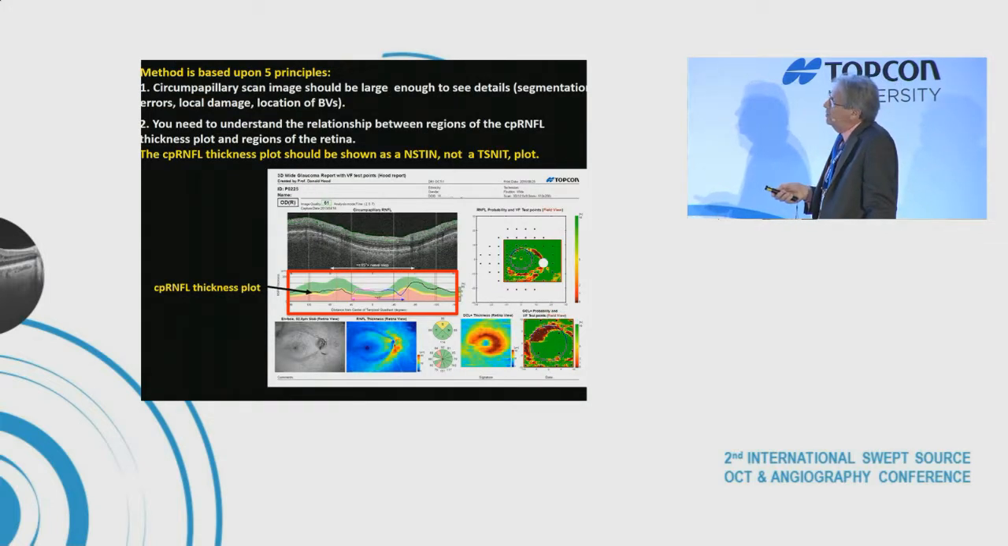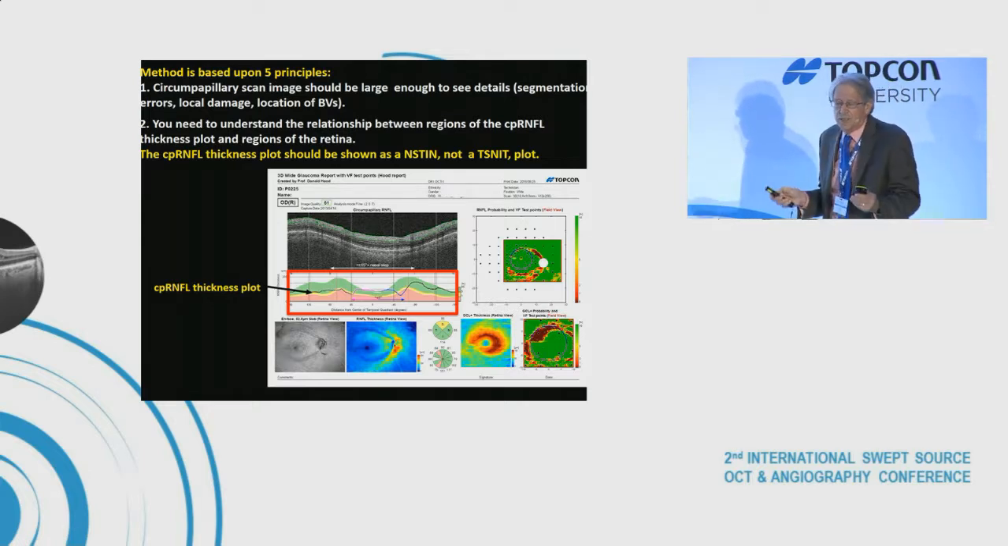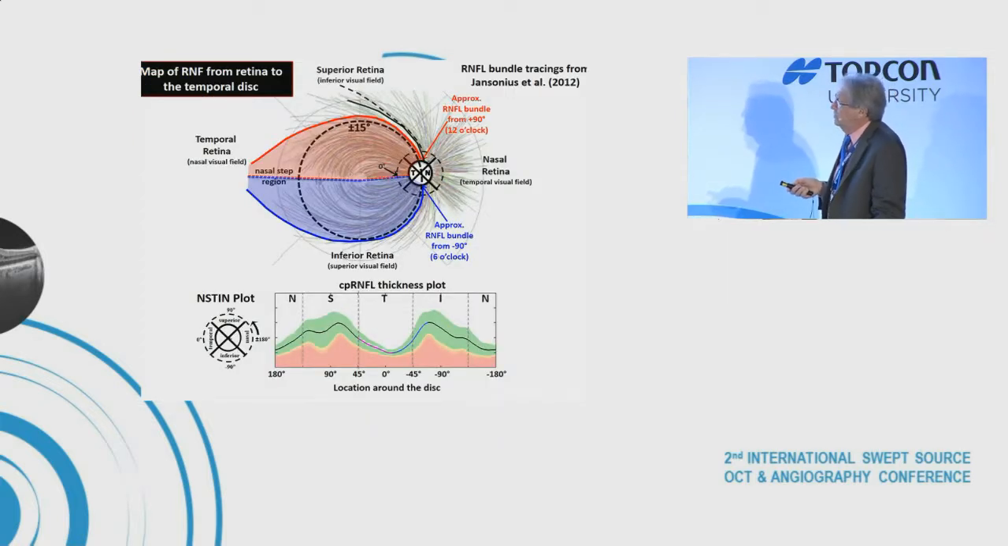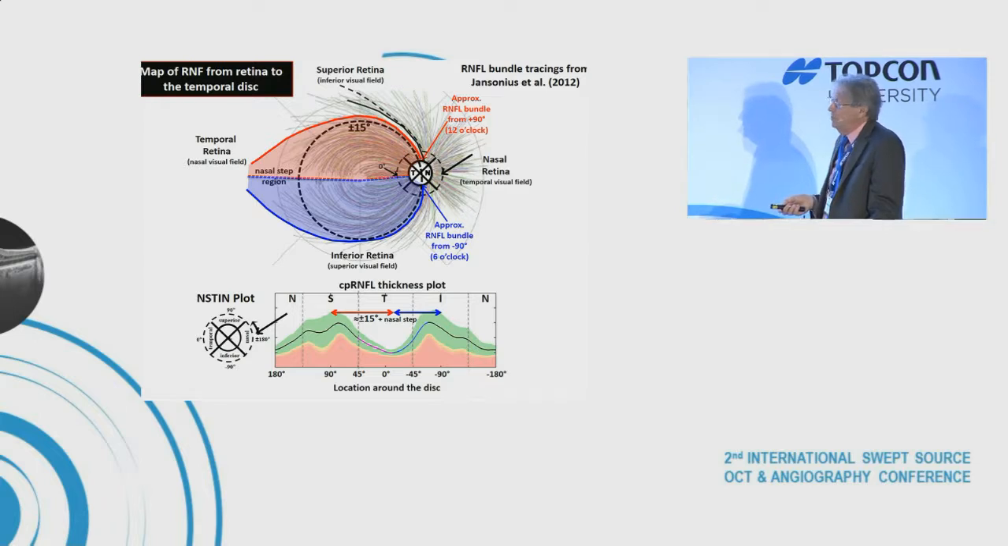Instead, what we're advocating as part of principle number 2 is to get a real spatial sense of what glaucoma is doing. You want to plot it as an N-S-T-I-N plot. Now, what does that mean? Doesn't roll off your tongue, but N-S-T-I-N plot. That means you want to plot it as if the scan started here and went counterclockwise, because now the central part of your visual field and the central part of your retina is in the center of your thickness plot.